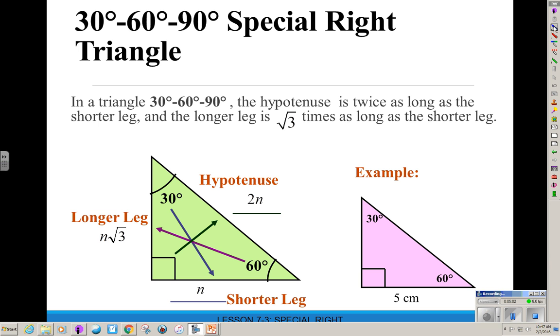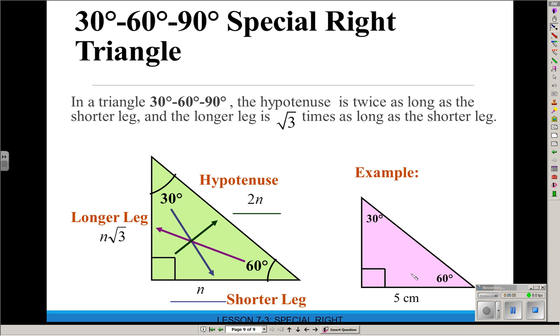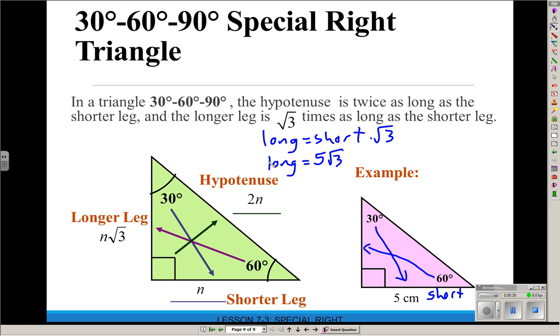So consider this example. Here, we have a 30, 60, 90 triangle, and we're given one side is 5 centimeters. That side is across from the 30-degree angle, and the side across from the 30-degree angle is the short leg. I can find the long leg. Long is across from 60. I can find the long leg using the formula long equals short times the square root of 3. So long equals short, short is 5, times the square root of 3. So the long leg is 5 square root of 3 centimeters.